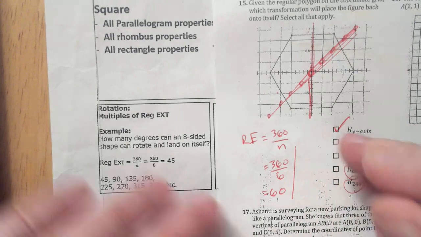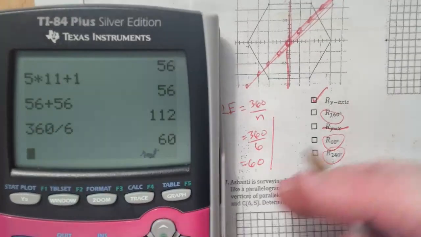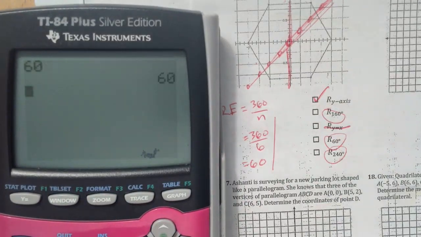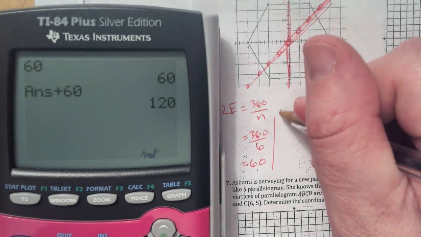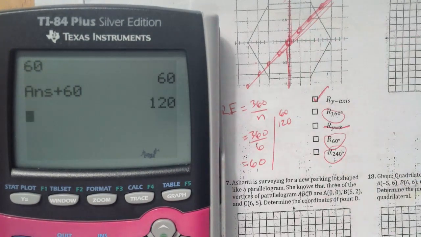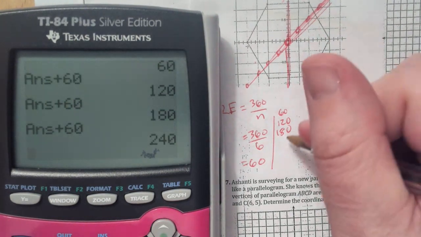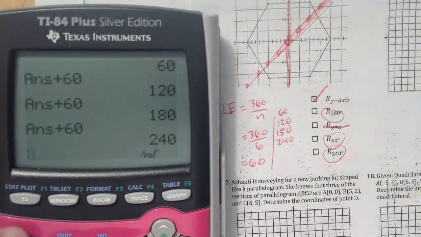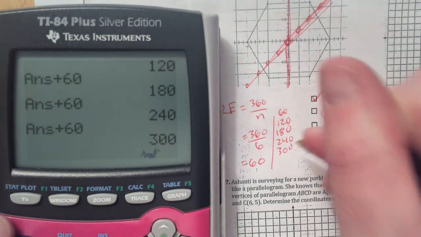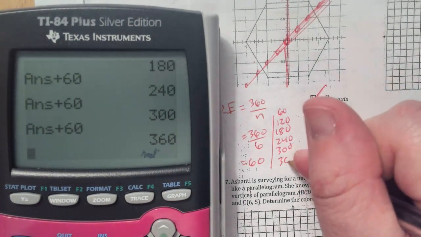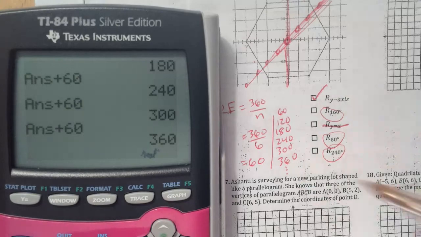So in my calculator, okay, that's 60 plus 60, which is 120, plus 60, which is 180, plus 60, 240, 300, 360. And once it gets to 360, it starts repeating itself, right?